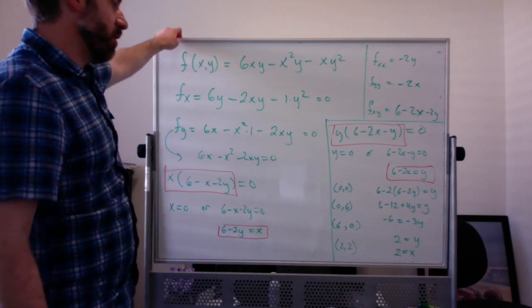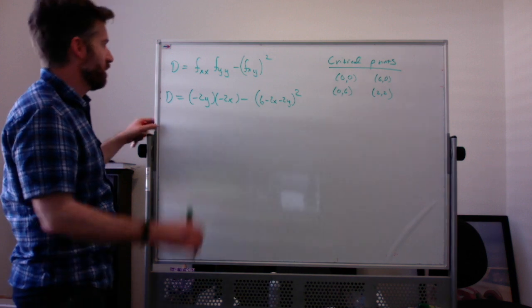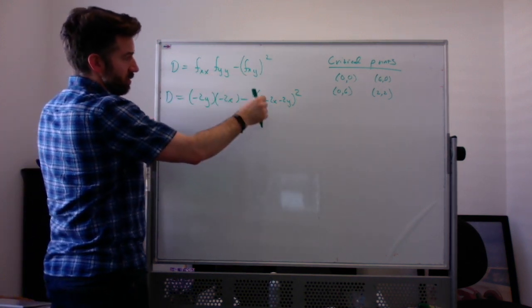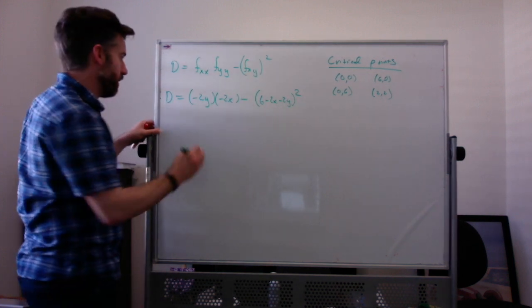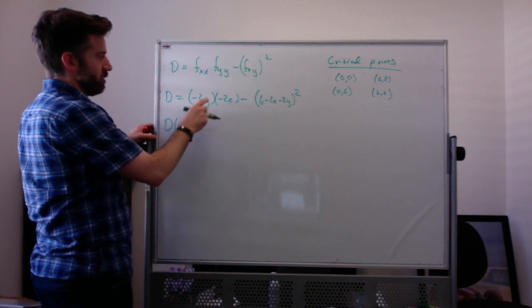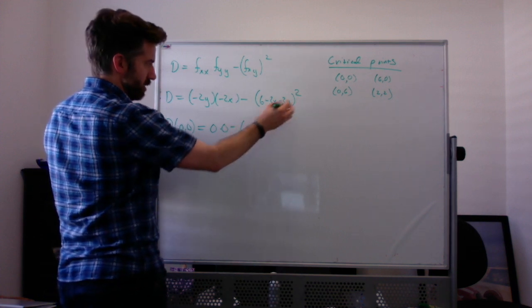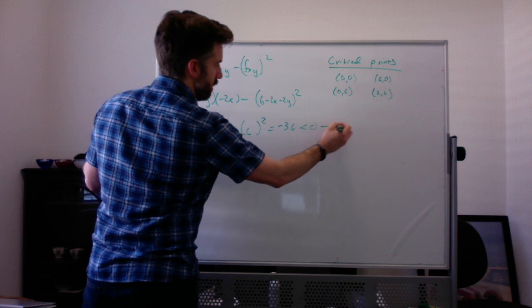Now we're going to classify them all. So again, my second partials, fxx was negative 2y, fyy was negative 2x, fxy was 6 minus 2x minus 2y, quantity squared in the discriminant. And there are my 4 critical points, which we're going to classify. So at 0, 0, we get 0 times 0 minus 6 minus 0 squared. That's negative 36, which is negative. So we have a saddle at 0, 0.